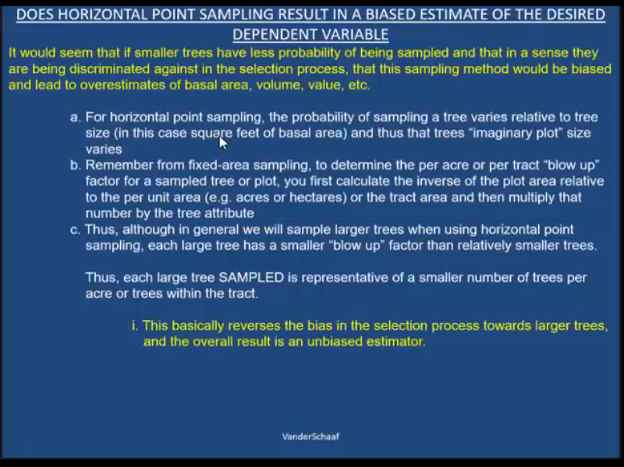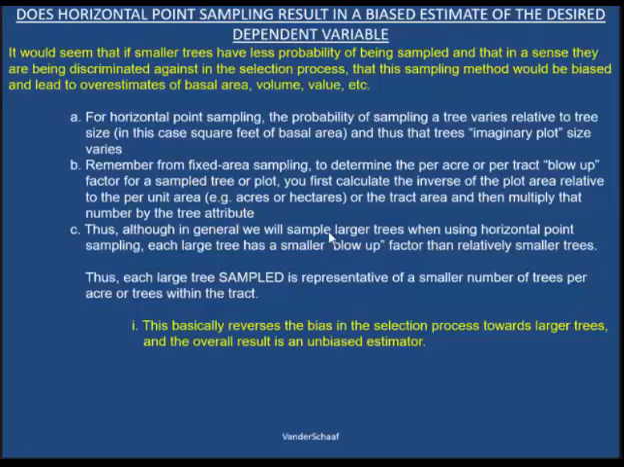For horizontal point sampling, the probability of sampling a tree varies relative to tree size, in this case, square feet of basal area. And thus that tree's imaginary plot size varies, correct? Remember, from fixed area sampling, to determine the per acre or per tract blow-up or expansion factor for a sample tree or plot, you first calculate the inverse of the plot area relative to the per unit area, whether that be acres or hectares, or the tract area, and then multiply that number by the tree attribute, volume, the dollar value.